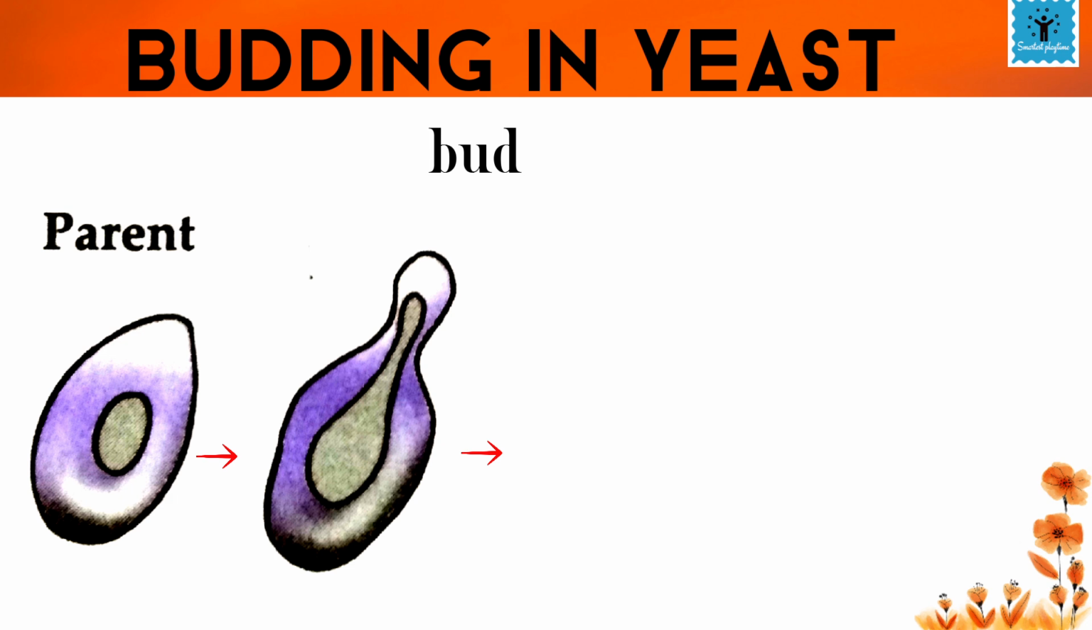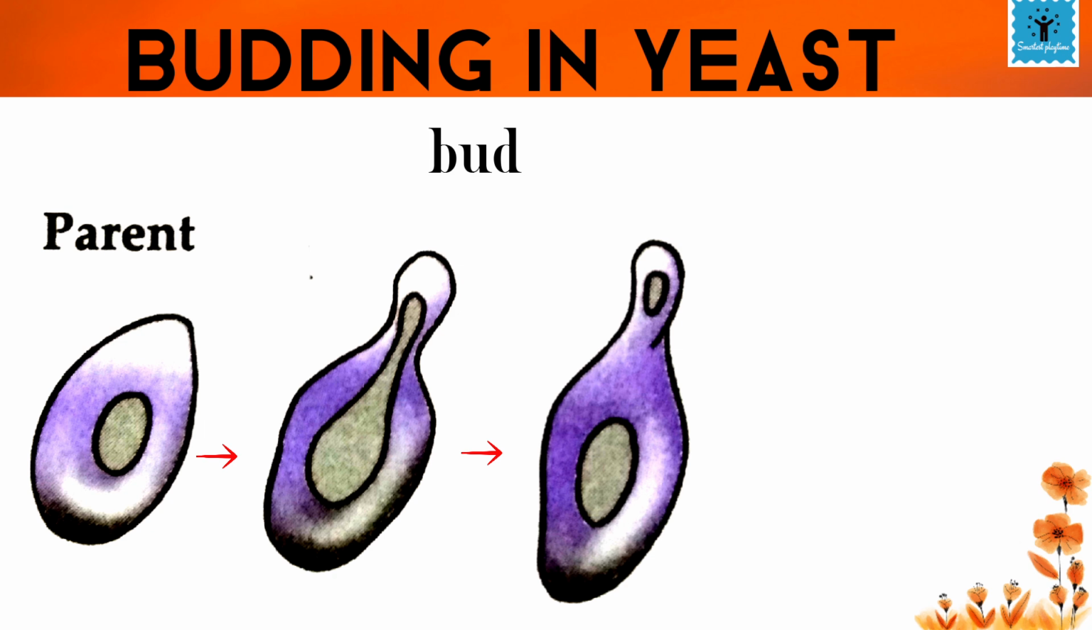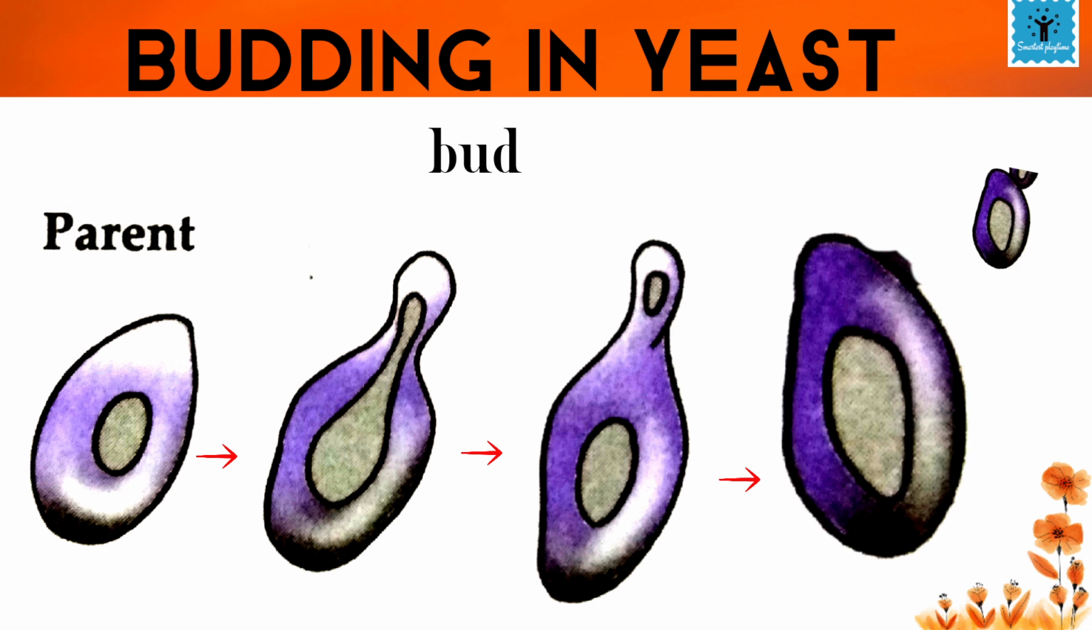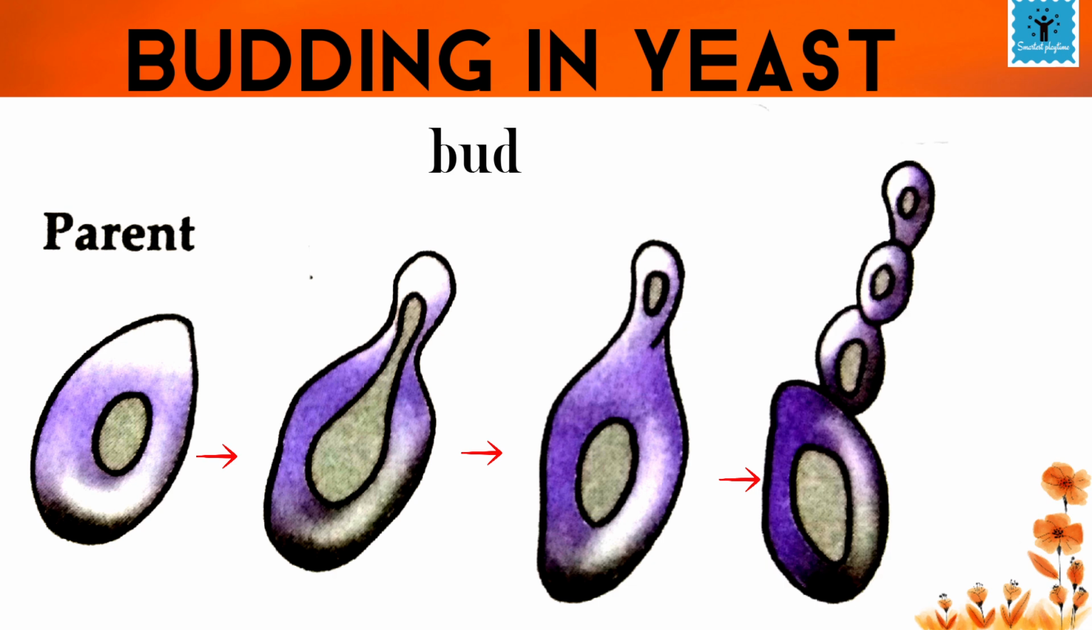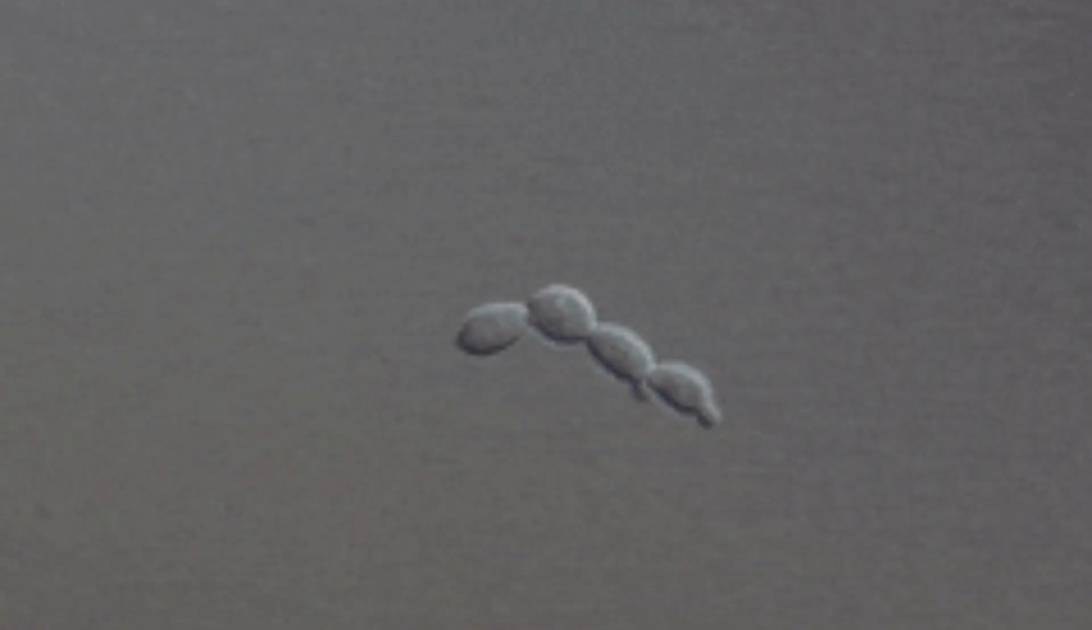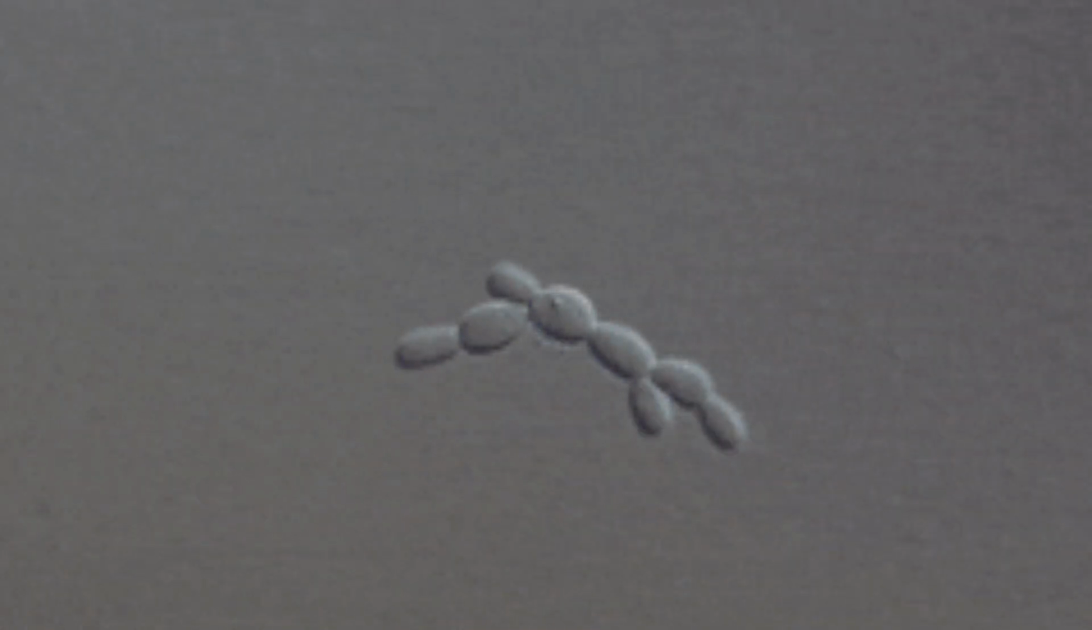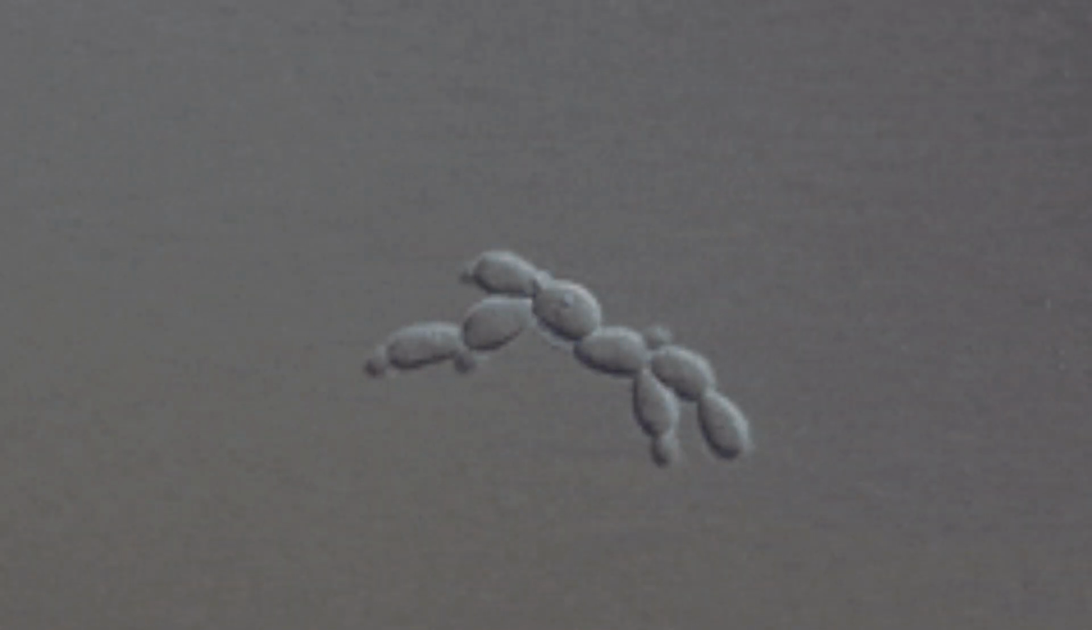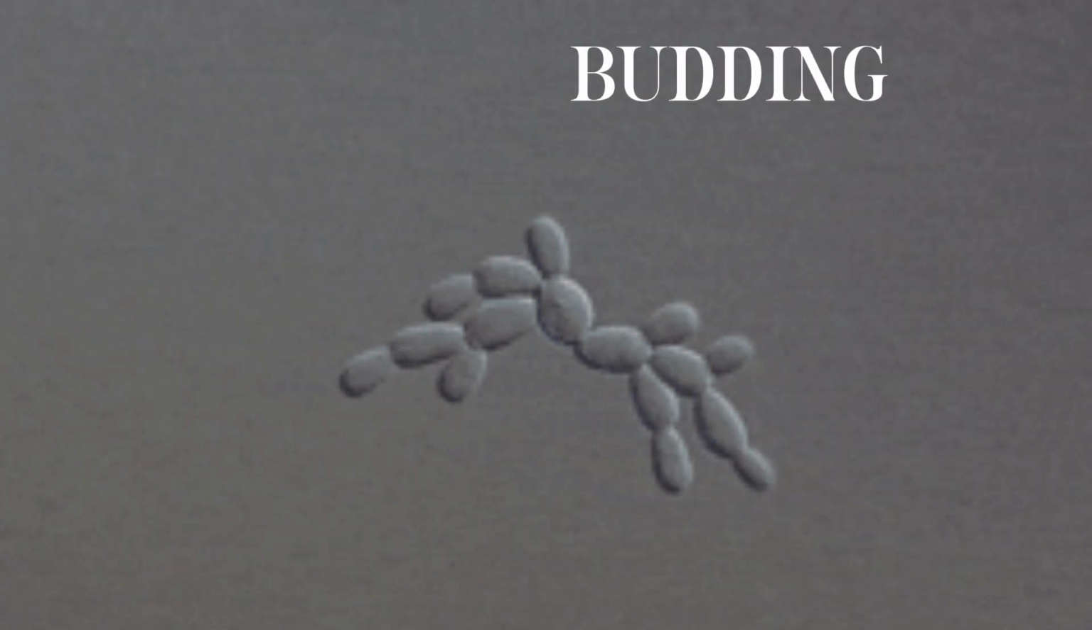which is called a bud. This bud grows bigger and bigger and finally separates from the parent cell into an independent new individual. The new yeast cell grows, matures, and produces more yeast cells. Sometimes another bud arises from the bud, forming a chain of buds. If this process continues, a large number of yeast cells are produced in a short time. This whole process is called budding.